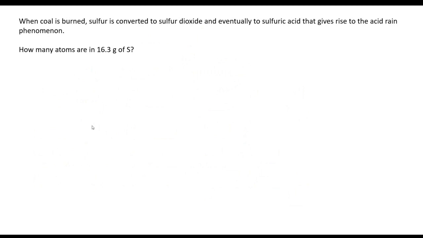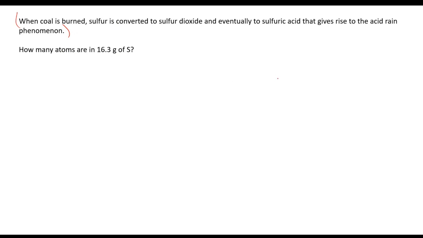Can you see this screen? Okay, good. When coal is burned, sulfur is converted to sulfur dioxide and eventually to sulfuric acid. That gives rise to the acid rain phenomenon. This is information. How many atoms are in 16.3 gram of sulfur?